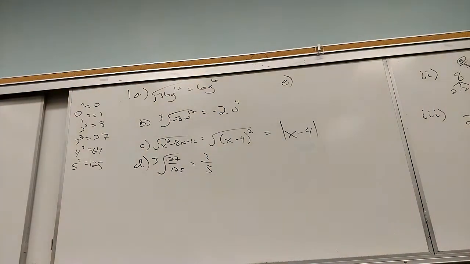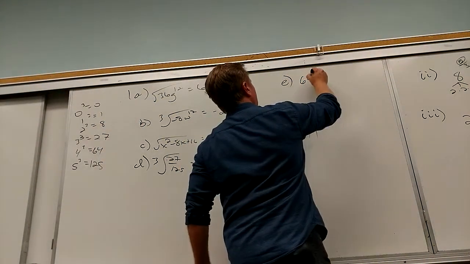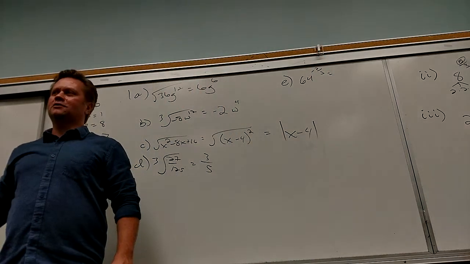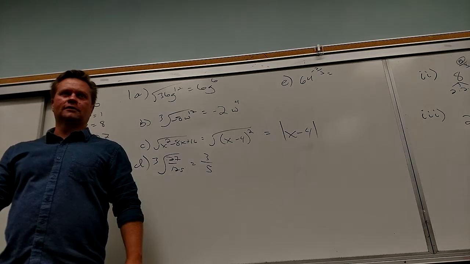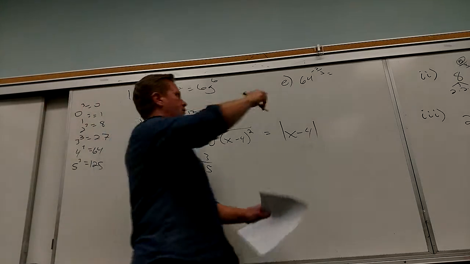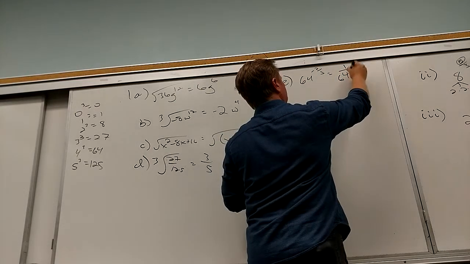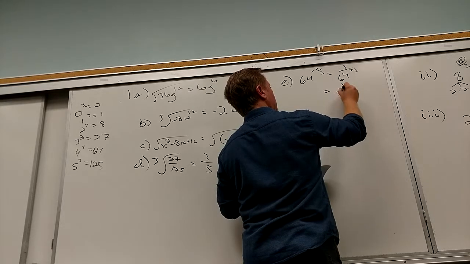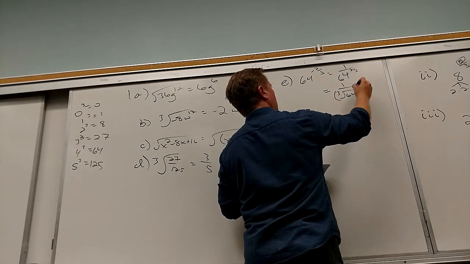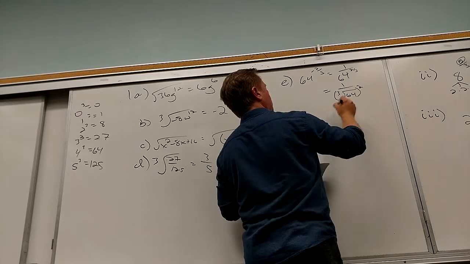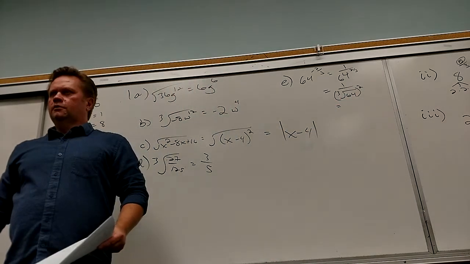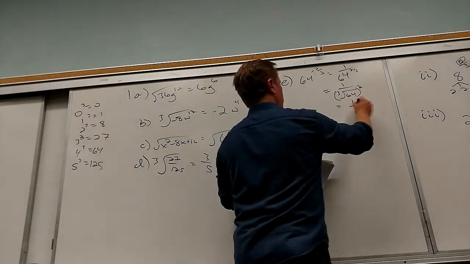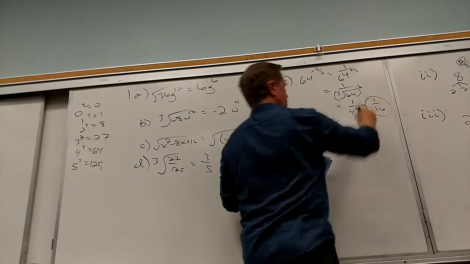What's this one? 64 in parentheses, to the power of -2/3. So what's the first thing we should take care of? Yeah, the negative power. Get that out of there. 1 over this. What's the root? 3. And then the cube root of 64 is 4. 4 squared is 16. Cool. I like it.